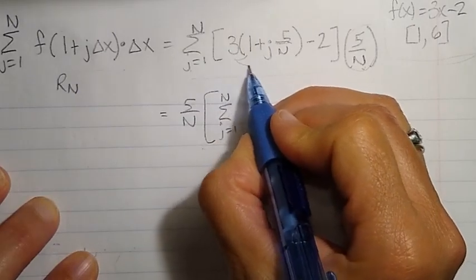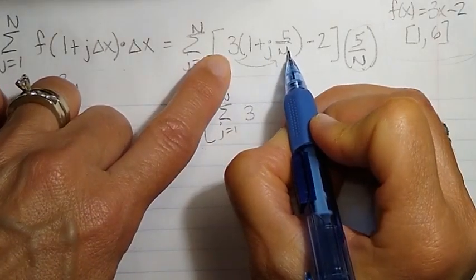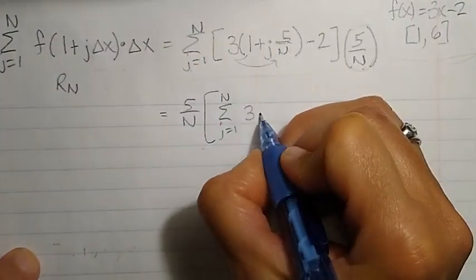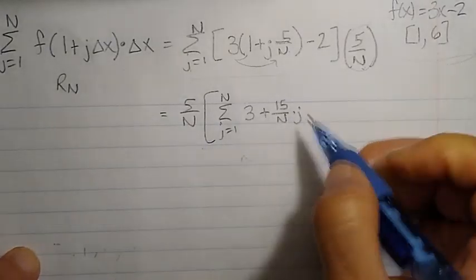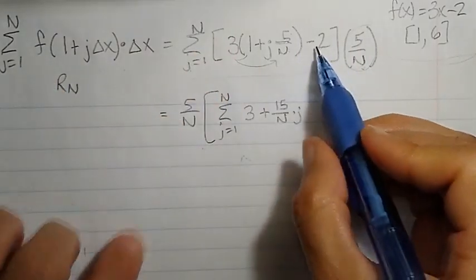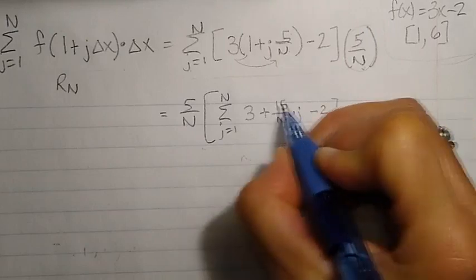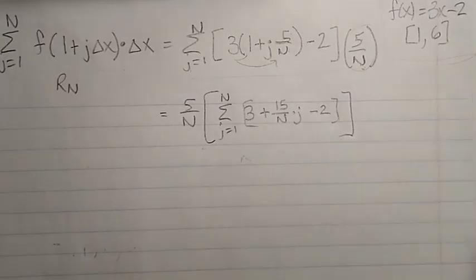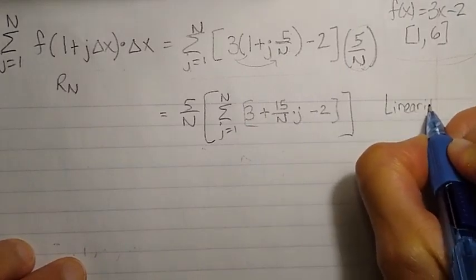I'm going to distribute this 3. That gives me 3 plus, now distributing to the second term, that gives me 15j over n. Or maybe I should just write it as 15 over n times j. Right, so that's 15 over n times j. And then the 3 doesn't distribute to the 2, so that's just minus 2. All that's my summation term. And then remember the 5 over n, I floated out to the front of the summation because it does not depend on the counter.